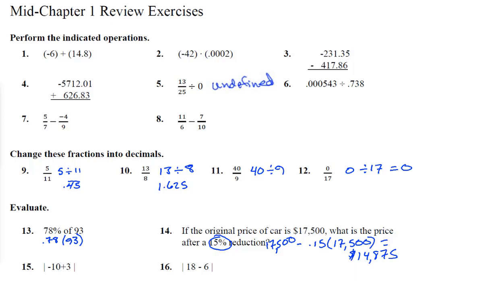And then the last couple, negative 10 plus 3, that's a negative 7. Absolute value of negative 7 is 7. And then 18 minus 6 is 12. Absolute value of 12 is 12. And that'll do her.